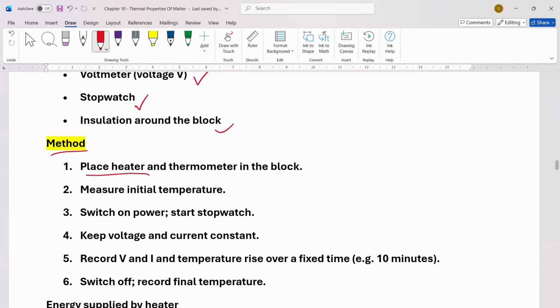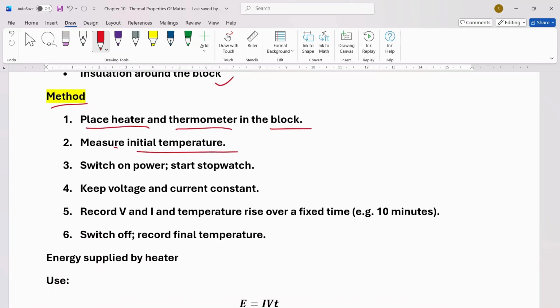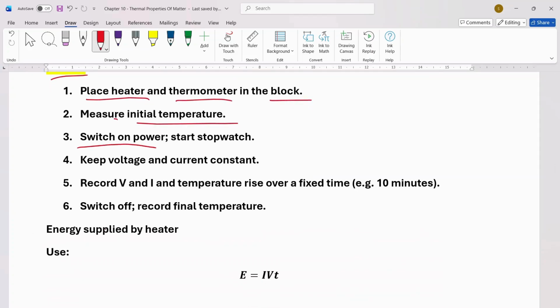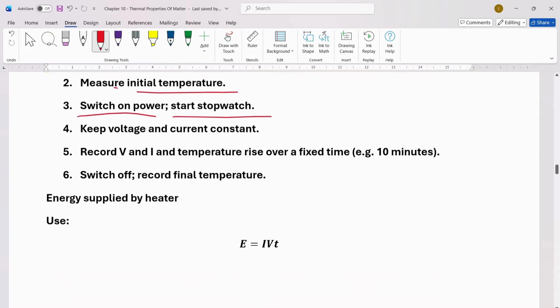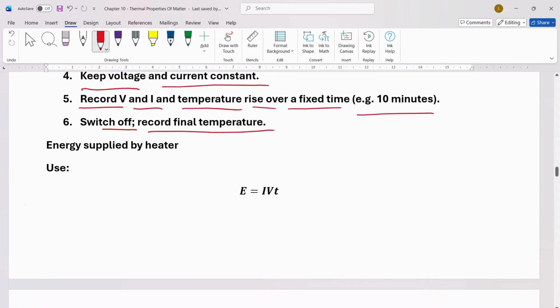Method: place the heater and thermometer in the block. Measure the initial temperature. Switch on the power and start the stopwatch. Keep voltage and current constant. Record V and I and the temperature rise over a fixed time, for example 10 minutes. Switch off and record the final temperature.